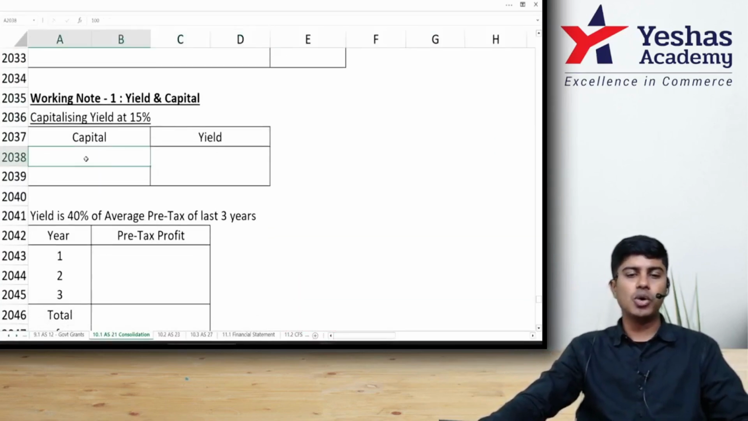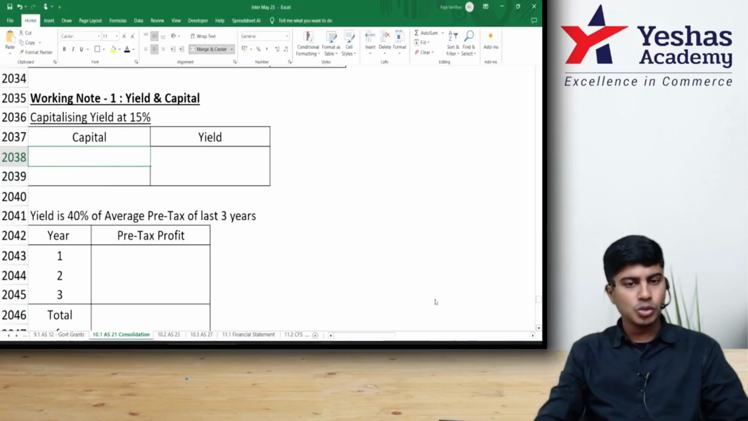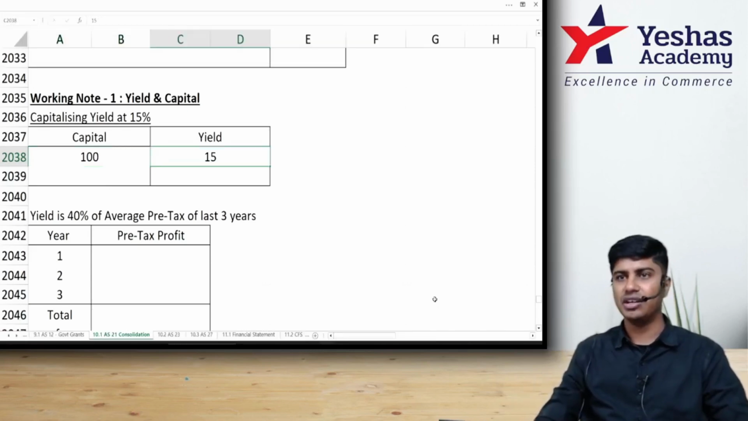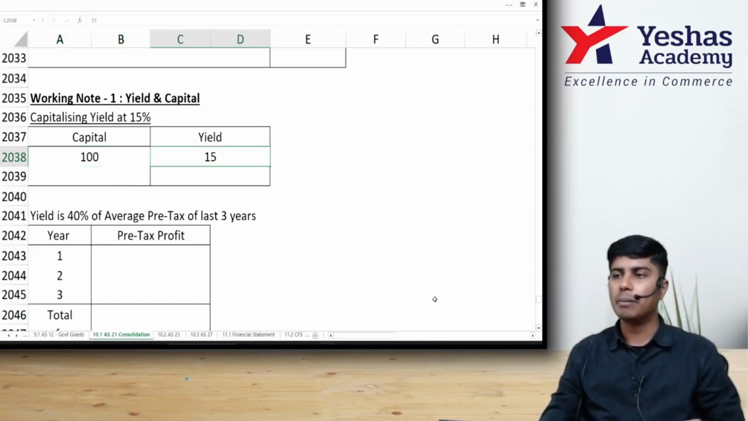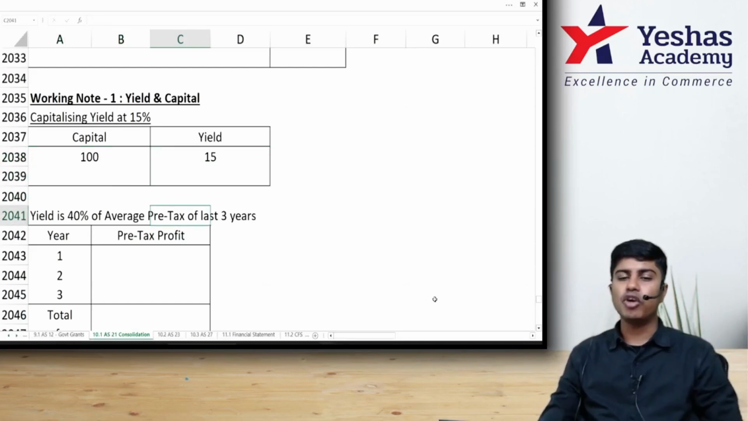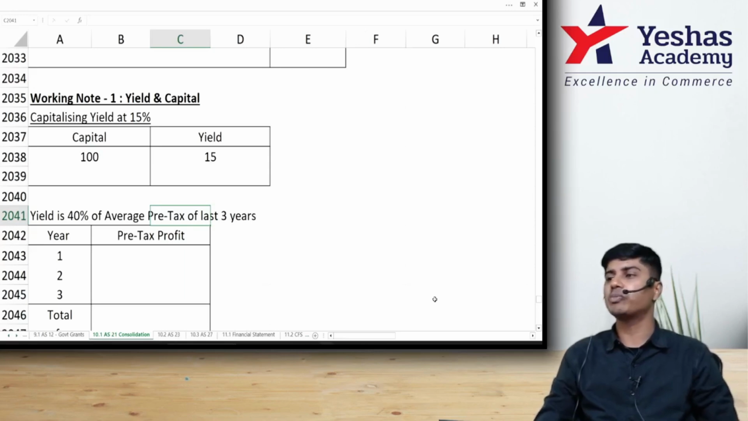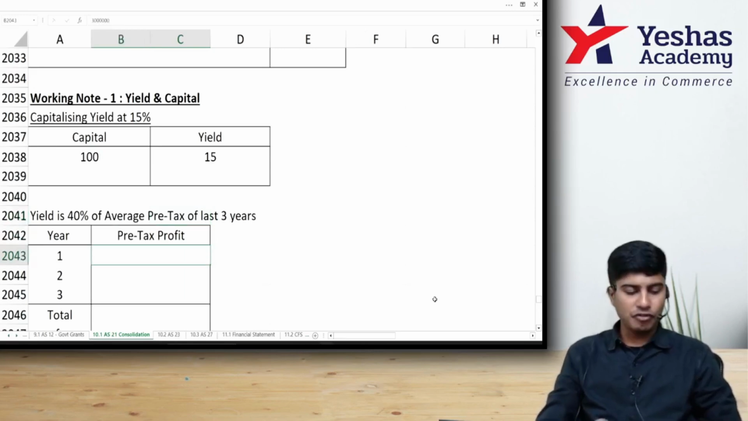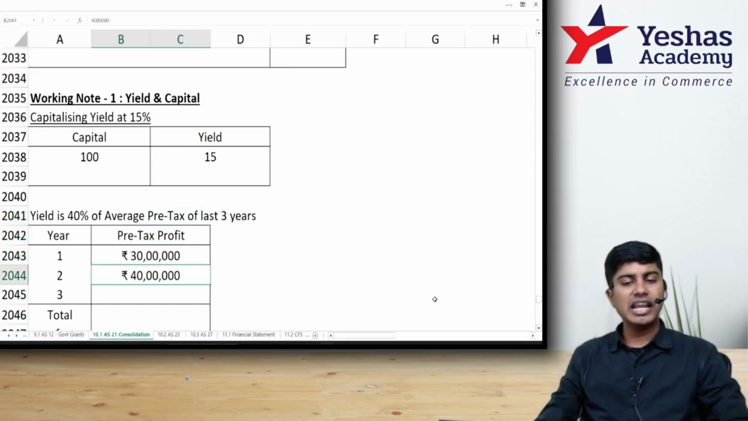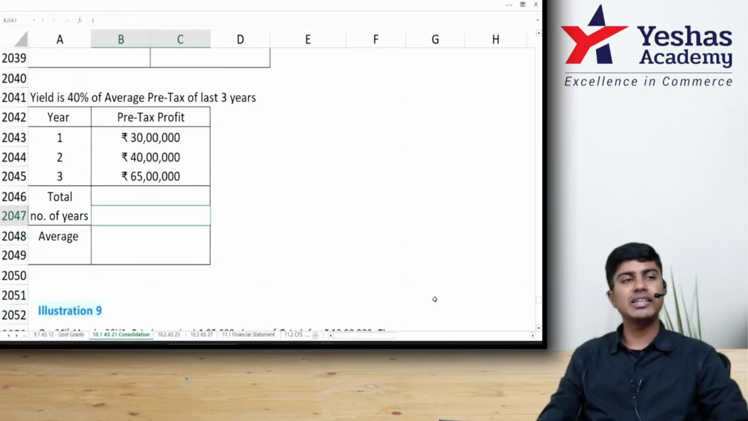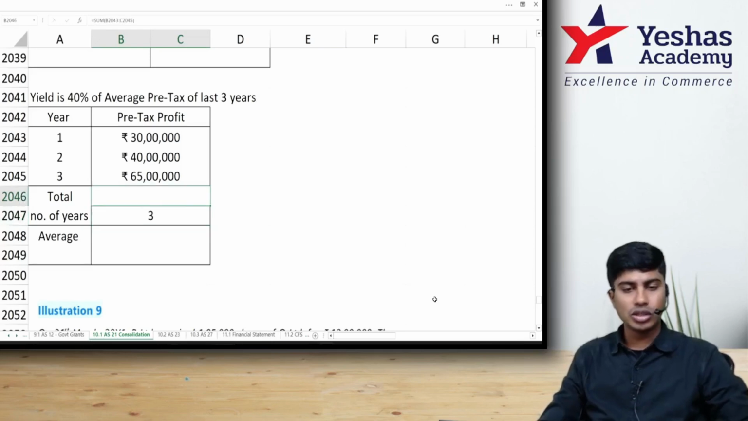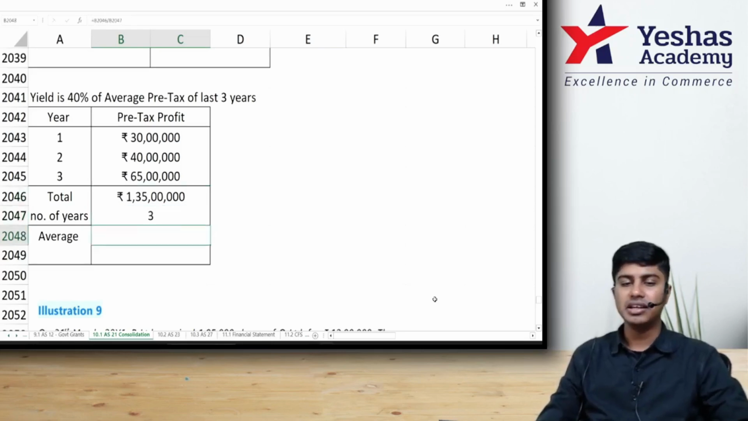Yield capitalization. How do we compute yield? If you assume capital as 100, yield is 15. They're giving us how to find the yield. Using that, we should find capital. How do we compute yield? They're telling us yield is 40% of the average pre-tax profit for 3 years. Pre-tax profit for 3 years is 30 lakh, 40 lakh, 65 lakh. 30 plus 40 is 70. 70 plus 65 is 1 crore 35 lakhs, divided by 3. We get 45 lakhs as the average profit.